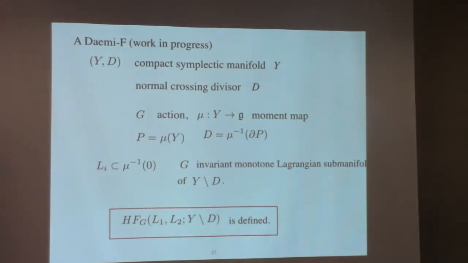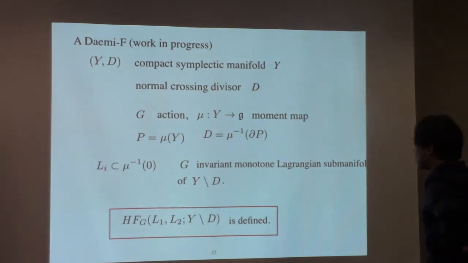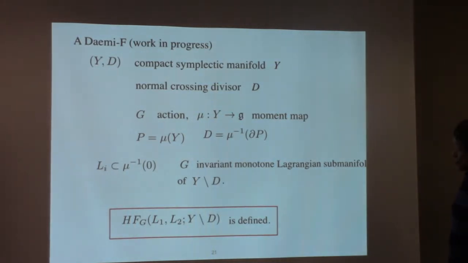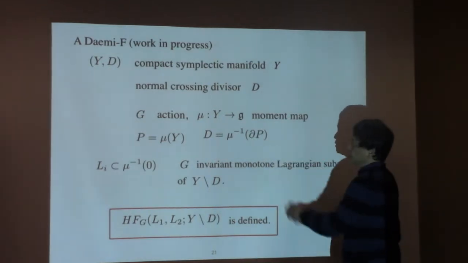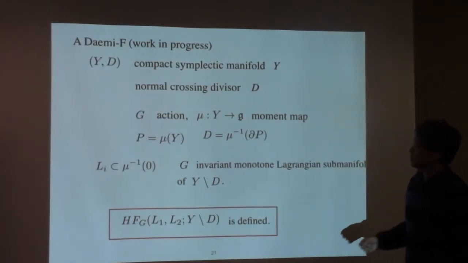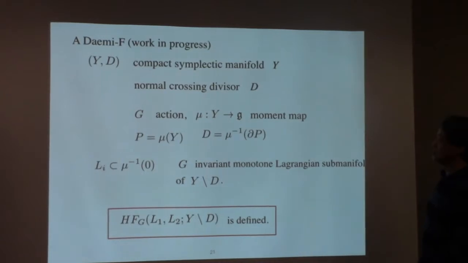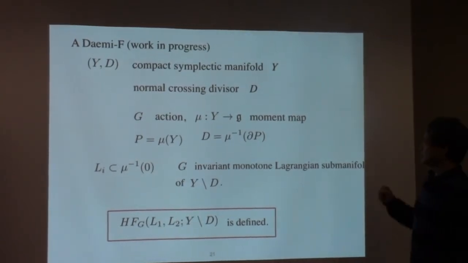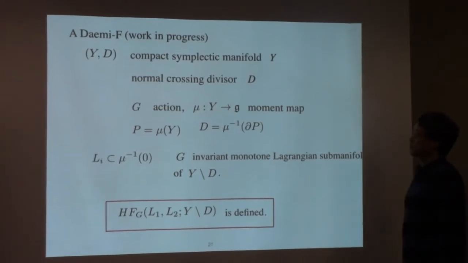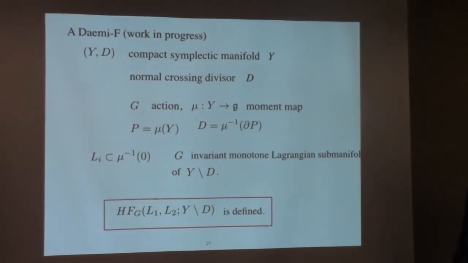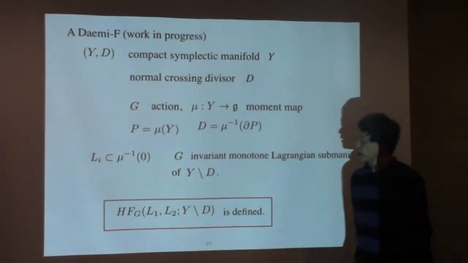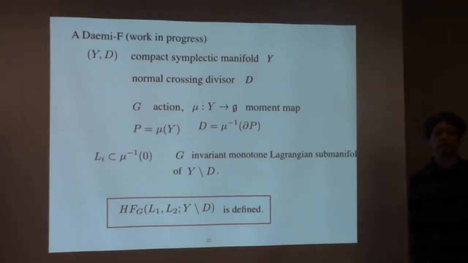So what we are doing with Alex Diamond is the following. Suppose Y is a compact smooth symplectic manifold, D is a normal crossing divisor, and a compact Lie group G acts on it with a moment map. Suppose P is the image, and the boundary is this divisor. And suppose L_i is a G-invariant monotone Lagrangian submanifold in this divisor complement, for example mu inverse 0, away from D. Then in this situation, we can define the equivariant Lagrangian Floer homology between these two Lagrangian submanifolds.